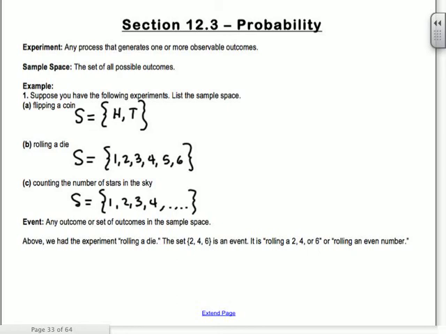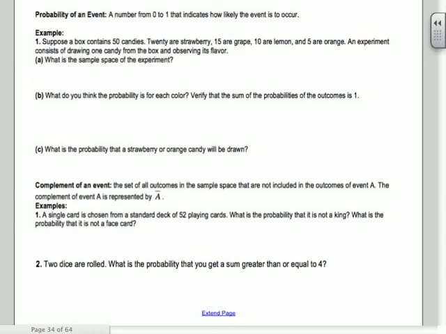Okay, so an event is any outcome or set of outcomes in the sample space. For part B, rolling a die, an event would be rolling a 2. You could have multiple sample spaces, like rolling 2 dice, so you could have 1, 1, 1, 2, like we've talked about before. An event in that case would be rolling the number 3, when you add the numbers together. So there are lots of different outcomes. The set 2, 4, 6 is an event. That would be rolling a 2, 4, or 6, or rolling an even number. So you could have just one thing, or multiple things in your sample space.